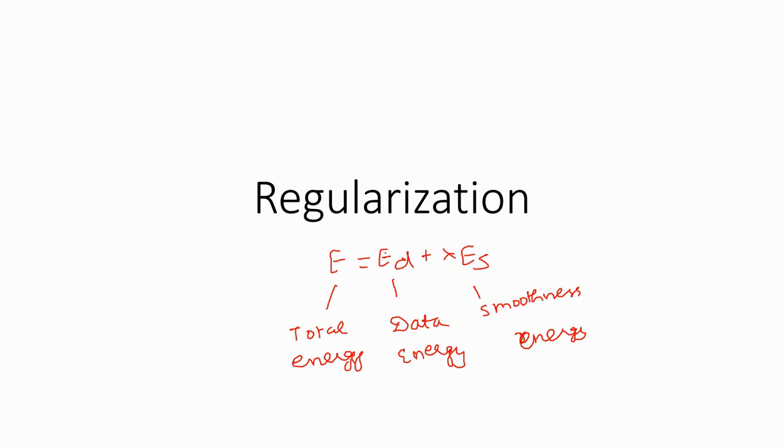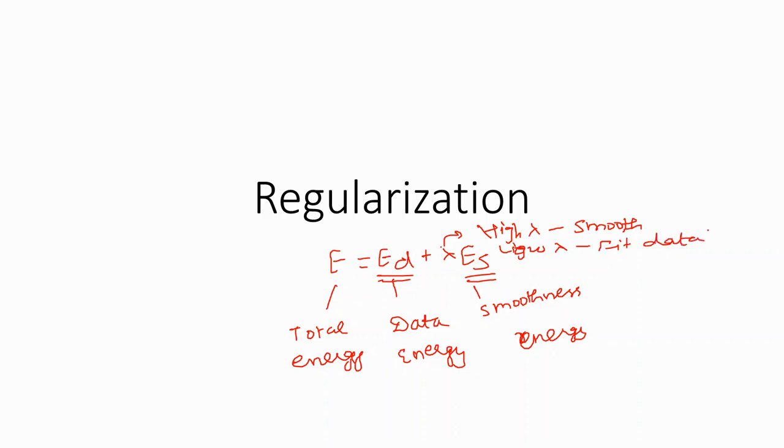ED represents how well the solution fits the observed data. ES is the smoothness term. It represents how smooth or natural the image is. So this lambda is the trade-off. If the lambda value is high, then the image is much smoother. If the lambda value is low, it represents a good fit to the data rather than smoothness.